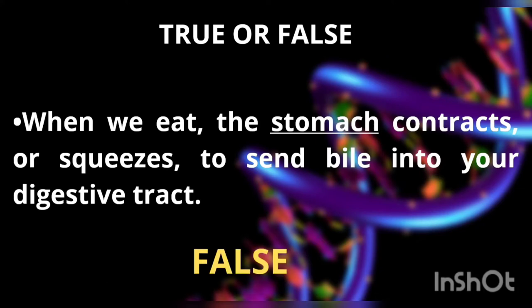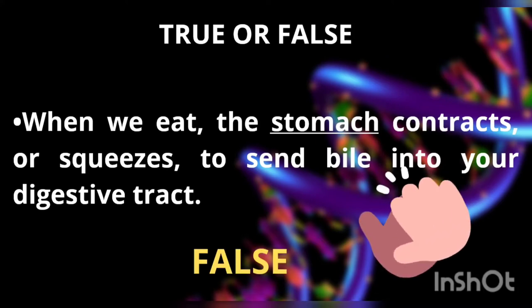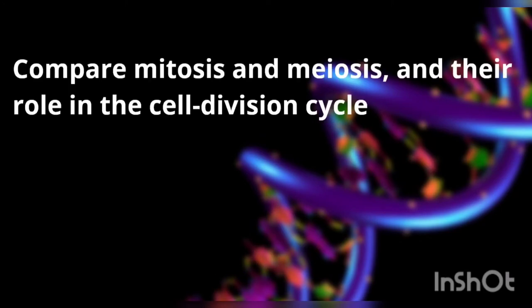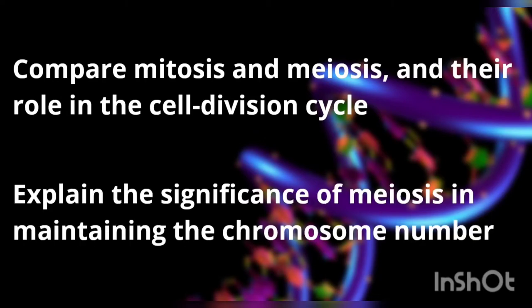If your answer is false, then correct. Because every time that we eat, it is our gallbladder that contracts and squeezes to send bile into our digestive tract, because the gallbladder is the structure or the gland that stores bile. On this video lesson, we will compare mitosis and meiosis and their role in the cell division cycle, and explain the significance of meiosis in maintaining the chromosome number.